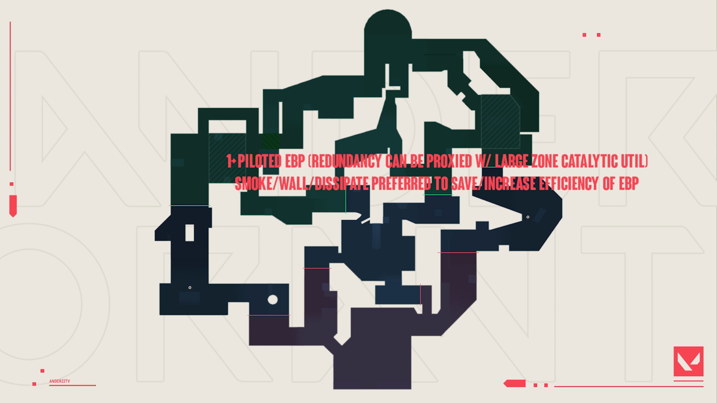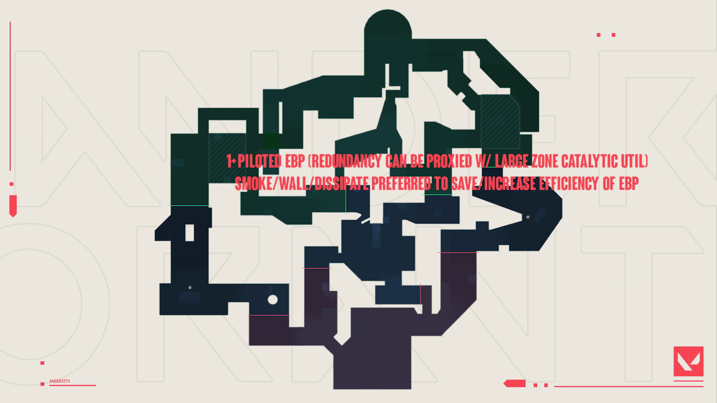And in addition, you're going to have a strong preference for a smoke, a wall, a dissipate, something to increase the efficiency and the reliability of that EBP, as well as insulate you a little bit better against the A-con players that you're going to have to pass. Now we get to the roll-up that really matters.